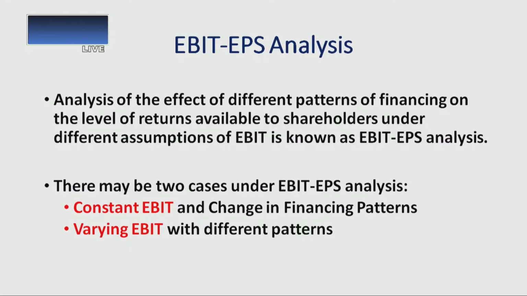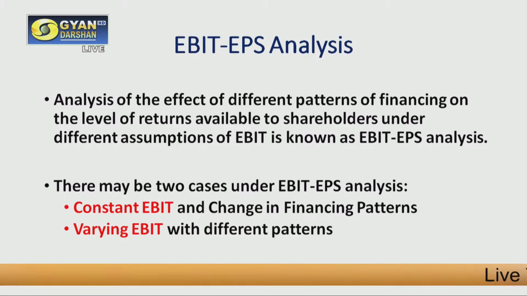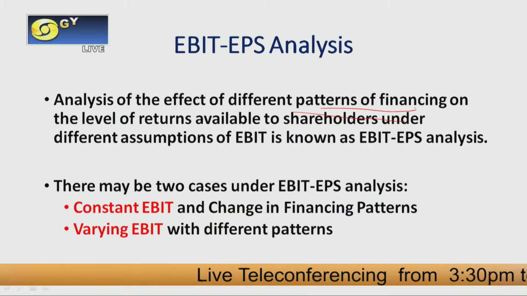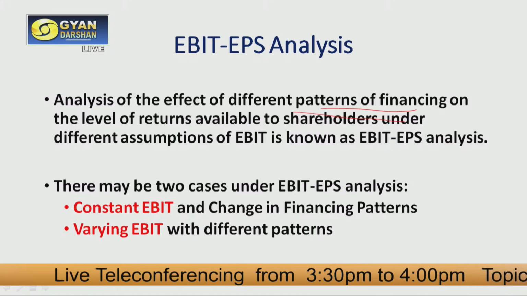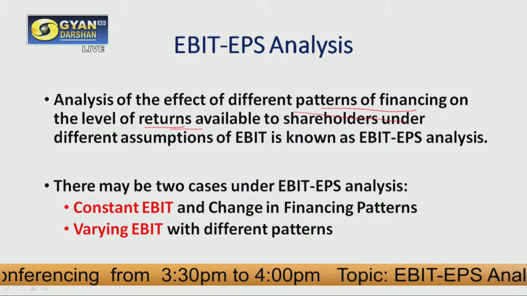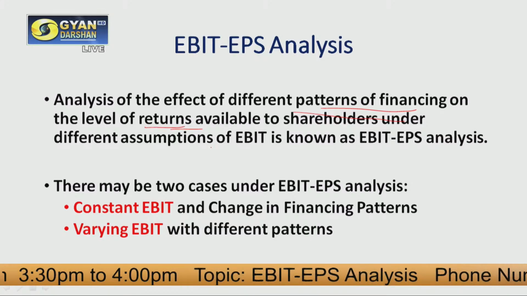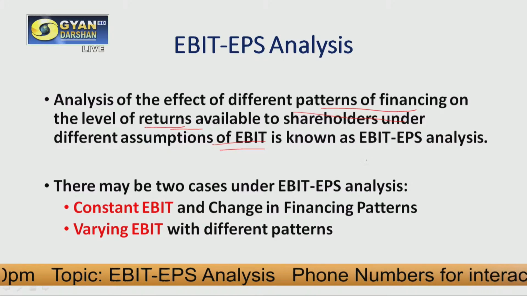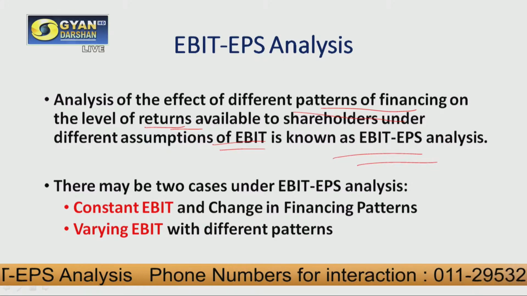So starting with the meaning of EBIT-EPS analysis. What do we understand by this term when these two terms EBIT and EPS are coming together? When I say EBIT and EPS analysis, I mean that it is analysis of the effect of different patterns of financing. That means different capital structure we are analyzing here on the level of returns available. And what are returns? These are EPS, which are available to shareholders under different assumptions of EBIT. And this is known as our EBIT-EPS analysis.